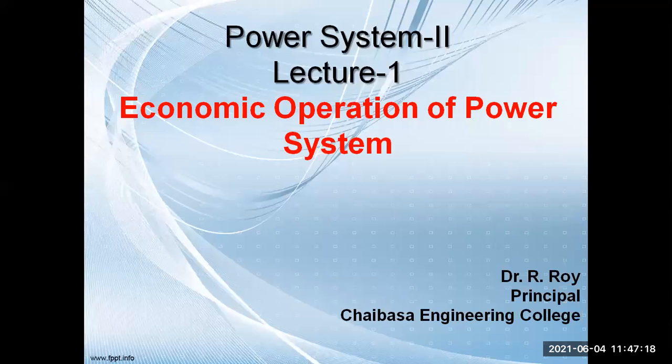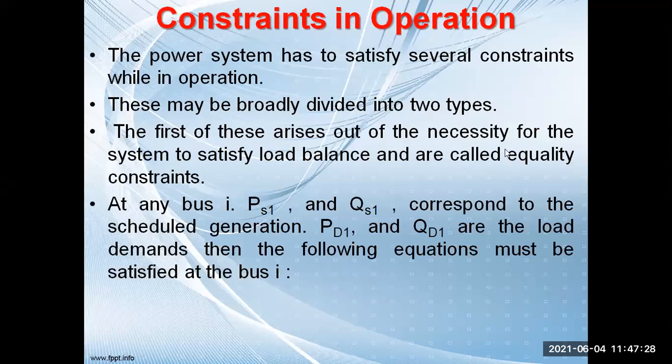So last class we discussed the economic operation of power system. That introductory part we have started, and we'll continue with that. We discussed what is incremental production cost, what is heat rate curve, what is input-output characteristic of any power plant, what is economic load dispatch, and the concept of economic operation of power system. Now we'll start with the constraints in operation.